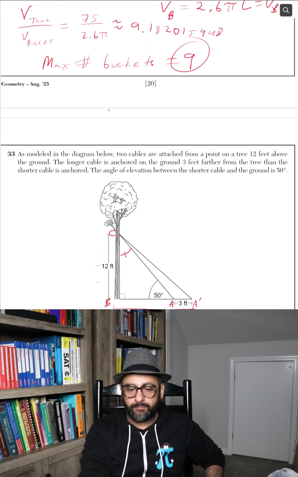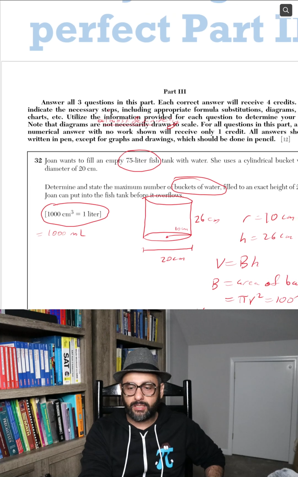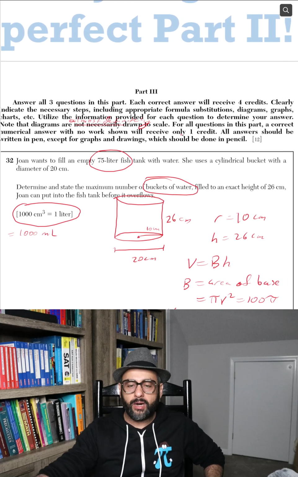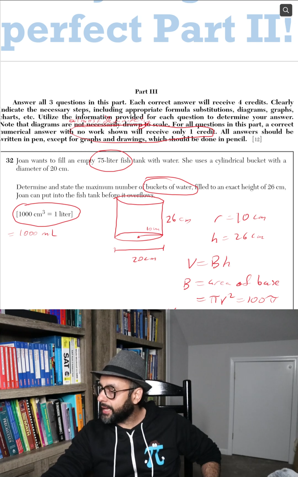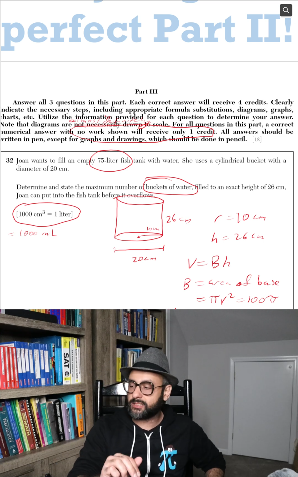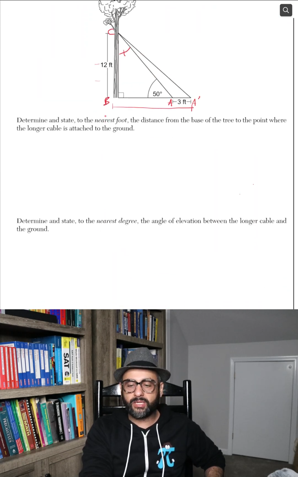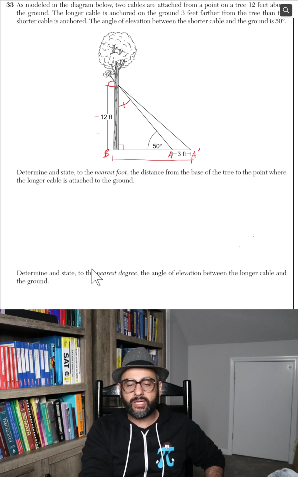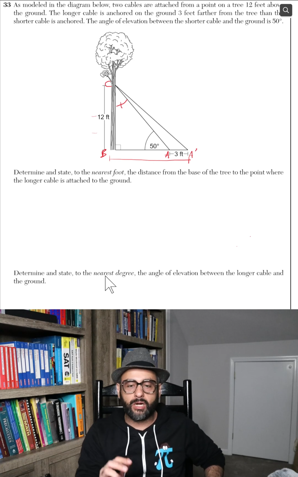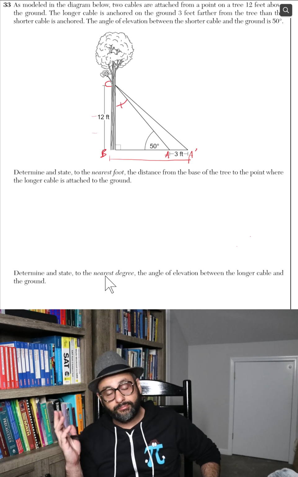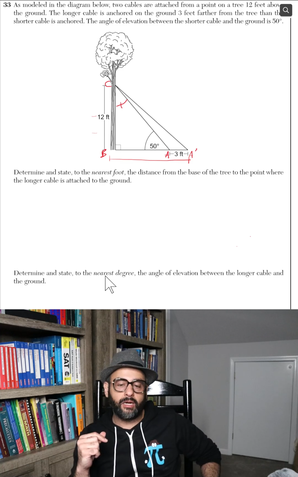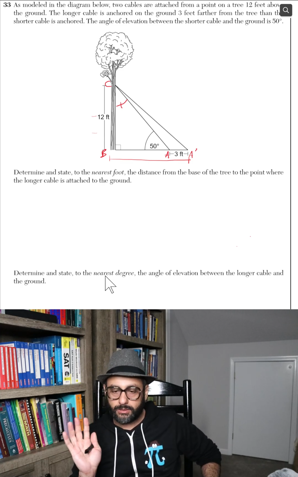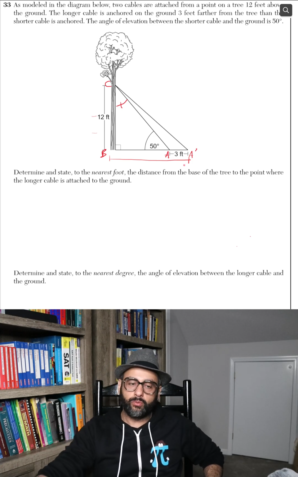Where does it say that? Let's see if it says it in this part. A correct numerical answer with no work shown will receive only 1 credit. So they give a point. So you do have to guess the 13, and you have to guess the angle, which again, I'm going to talk about how to come close to guessing that soon too. But there's a big chance that if you just guessed the numbers right, you'd get a point. Worth a shot. So get your points.